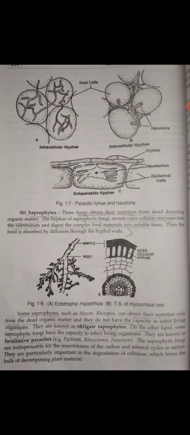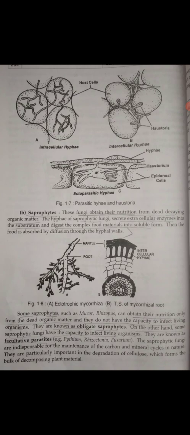Next, moving to the saprophytes. We are aware that they live on dead and decaying organic matter. These saprophytic fungi secrete certain extracellular enzymes. These enzymes help in the digestion of complex food materials, so the complex food materials are digested by the extracellular enzymes secreted by the saprophytes.